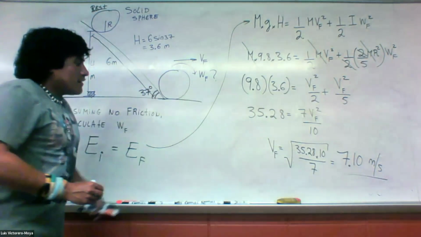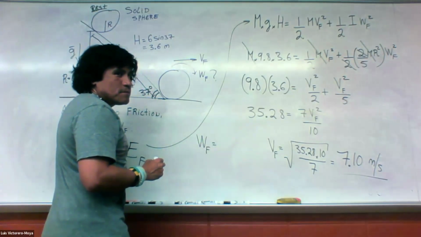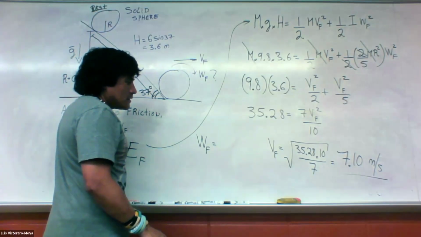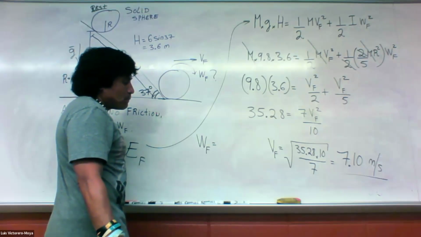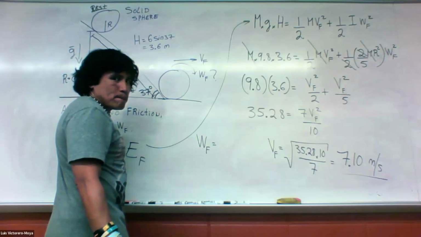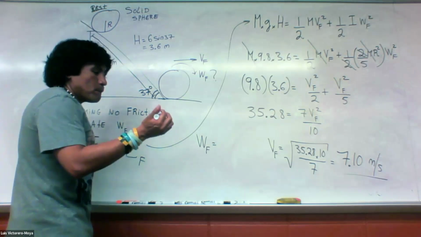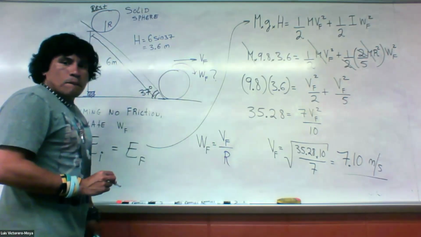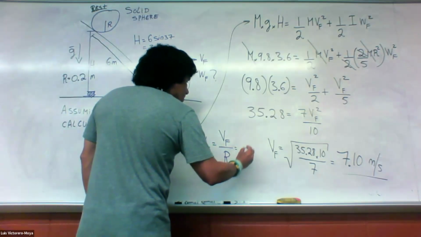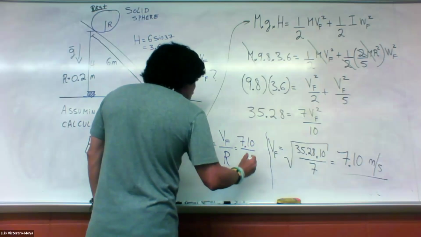I want the angular. All right, guys. How do I find W final if I have B final? What do you do? That's chapter 7, so you should know that by now. B final over R. 7.10 divided by 0.2.